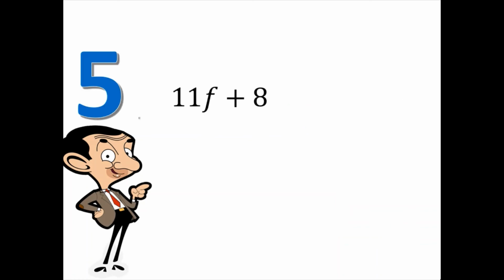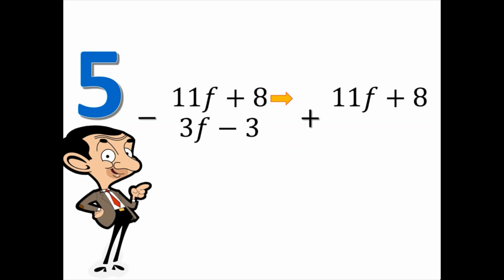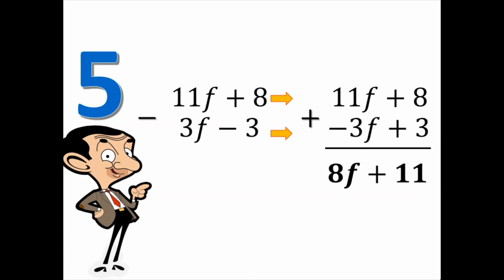Number 5. 11f plus 8 minus 3f minus 3. That's subtraction, so copy the first polynomial. Minus becomes plus. 3f becomes negative 3f. And minus 3 becomes plus 3. Add. 11f plus negative 3f equals 8f, and 8 plus 3 equals 11. So the difference is 8f plus 11.